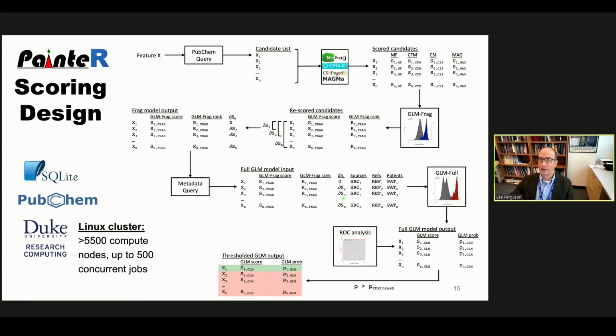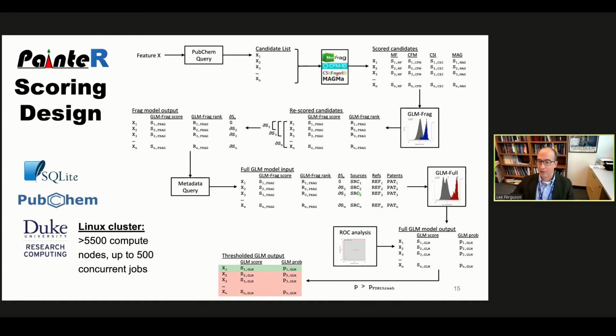I'm not going to go through the complexity here in great detail, but the idea is that we query our databases, in this case PubChem, with a molecular formula to come up with a list of candidates. And then we score those candidates with our experimental spectrum using our algorithms here. So these are our computational mass spectrometry tools. These scores are then input into a generalized linear model for our fragmenter. We rescore our candidates and come up with fragmentation scores, ranks, and what we call delta S, which is a difference in score relative to the top ranked candidate.